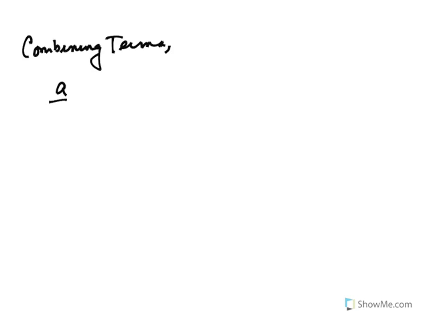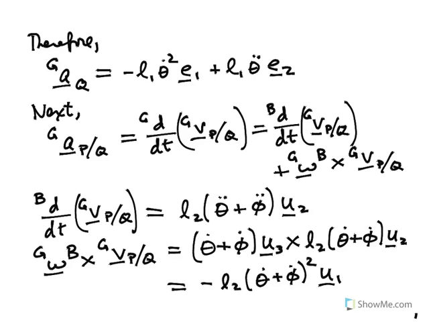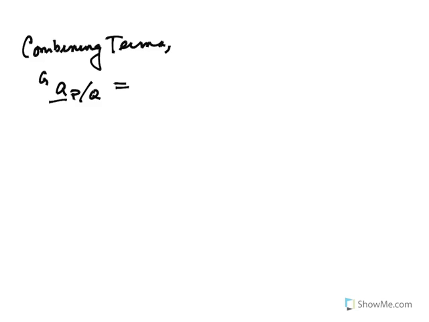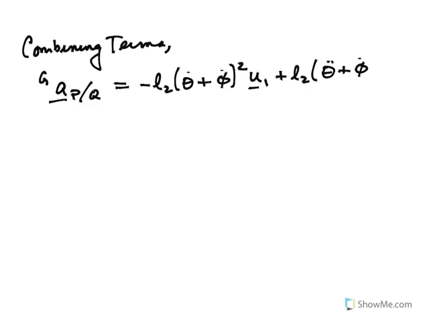we get that the acceleration of P relative to Q in G is equal to, well, we've got the first term, which is L2 times theta double dot plus phi double dot times u2, and then the second term, which is minus L2 times theta dot plus phi dot squared times u1. And if I put that in the order of the basis vectors, we get that expression.